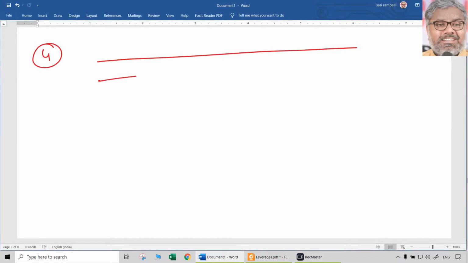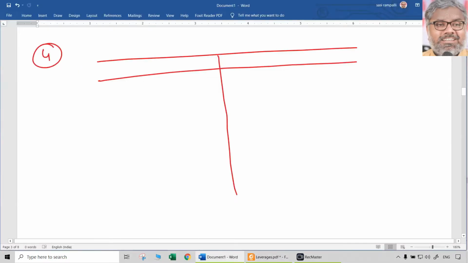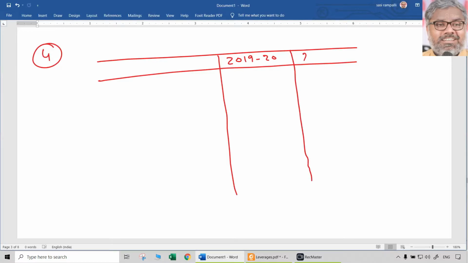Let us say 2019-20 is the current year, and naturally earlier to that last year will be 2018-19. Though it is not given, naturally that's what is going to be the financial year which is prior to this.